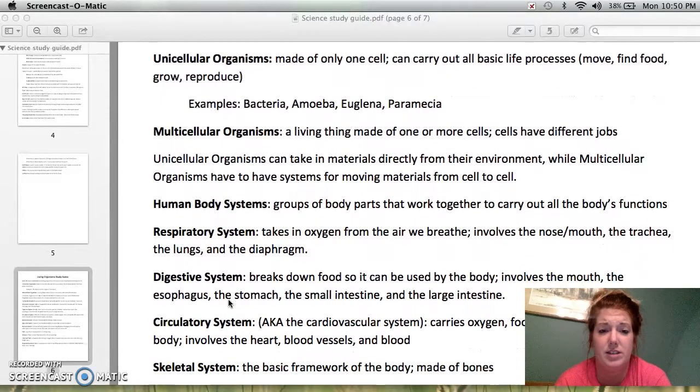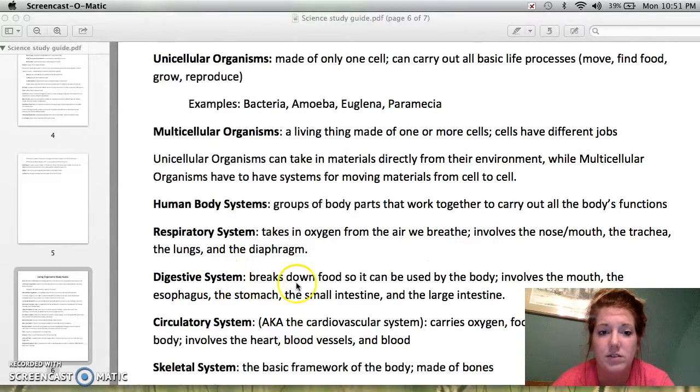The respiratory system takes in oxygen from the air we breathe. It involves the nose, mouth, the trachea, lungs, and the diaphragm. All of these components in the respiratory system are responsible for taking in oxygen because we need to get that air to our cells in our body all the way down to your fingers and toes. It's got to get that in and remove the waste, the carbon dioxide, from your body. So when you inhale, you're taking it in, and when you exhale, you're taking the waste out.